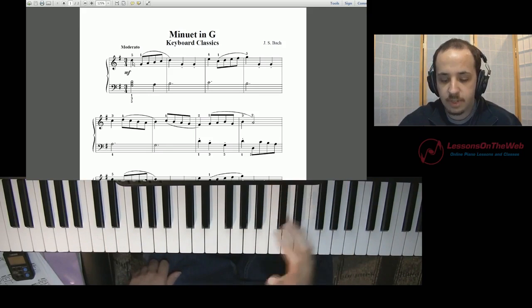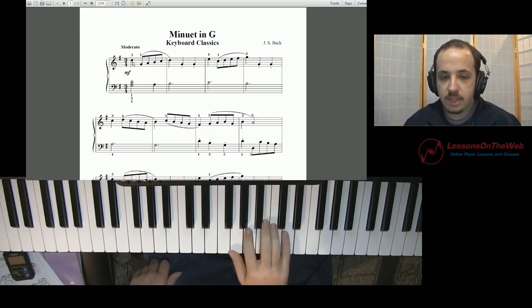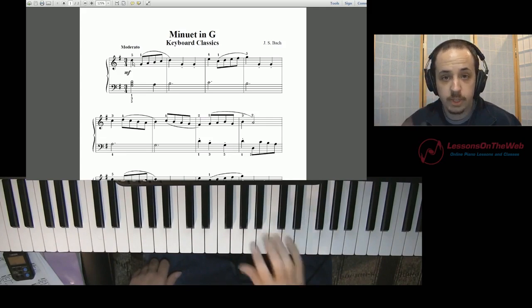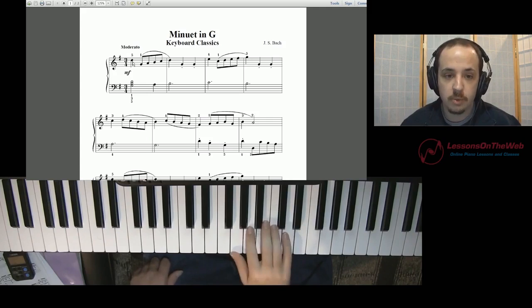So we have the top voice, the right hand. The right hand by itself anyway doesn't really play harmony, meaning that it's not playing two notes at the same time. Notice how it's only playing one note.